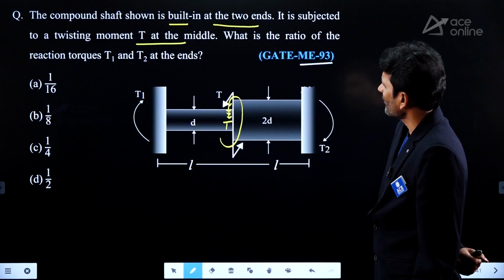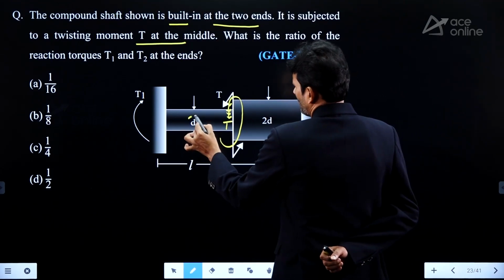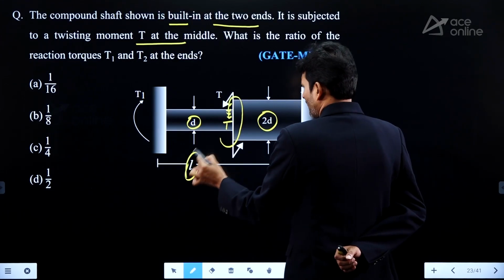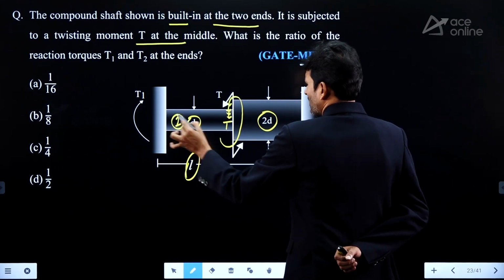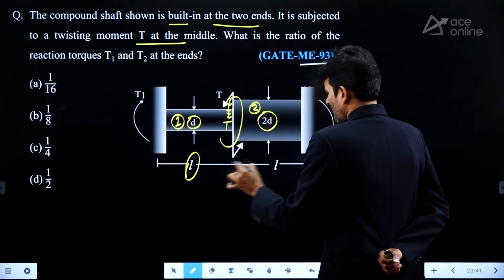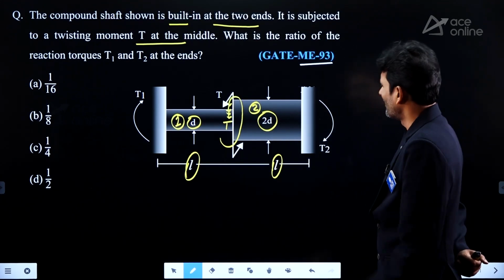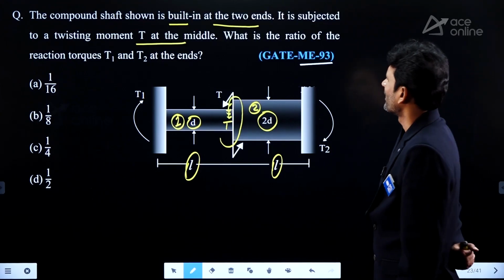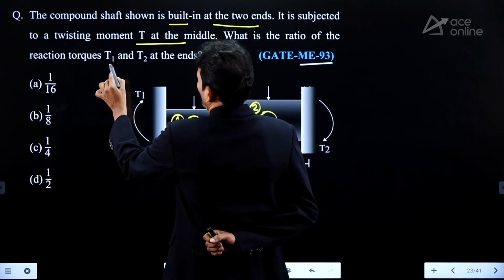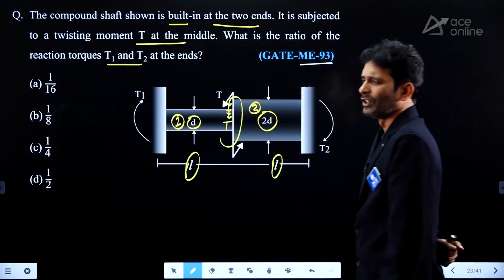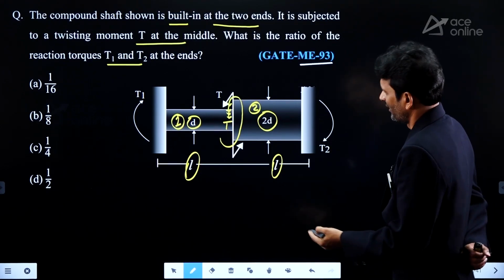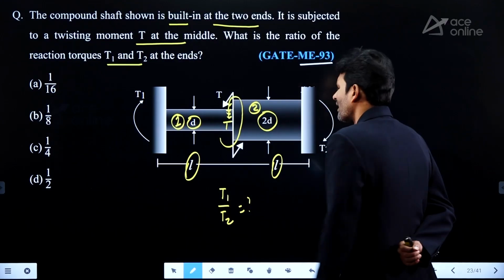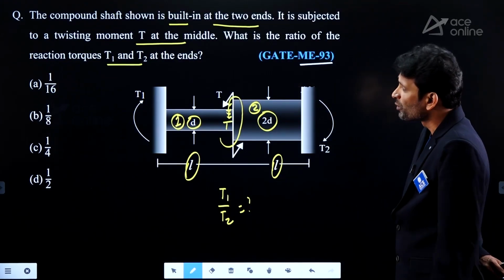Good. The diameter of the first part is D units. The diameter of the second part is 2D units. Let me mark this as part 1 and this as part 2. Both have the same length, and the reaction torques at both supports are already mentioned. Then what do we require? The ratio of reaction torques T1 and T2. So we need to find the ratio of T1 to T2.